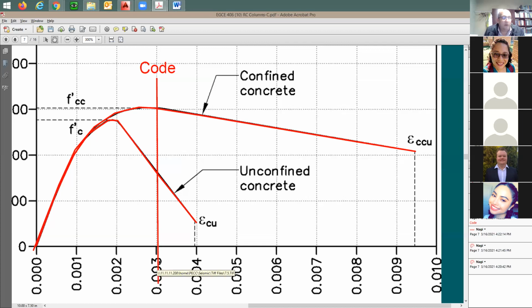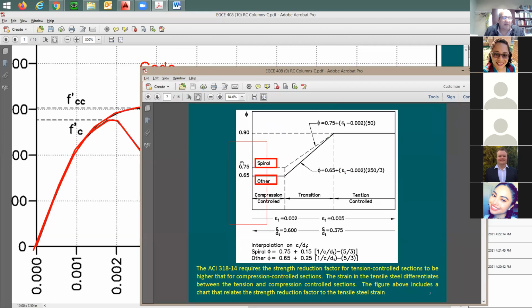Right? We're not going to change this value for you when you do a design. But what we're going to do is recognize the fact that you have higher properties in terms of the strain and the strength. And this is why we're going to give you two things. The first one is this phi factor, the 0.75 versus 0.65.